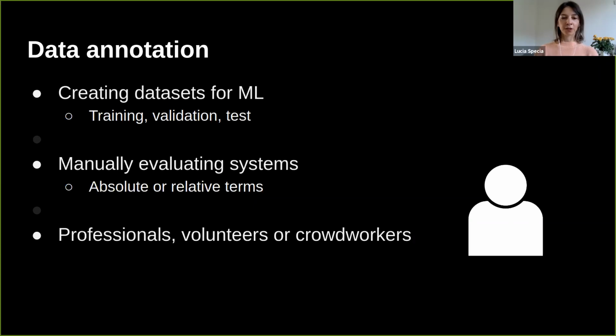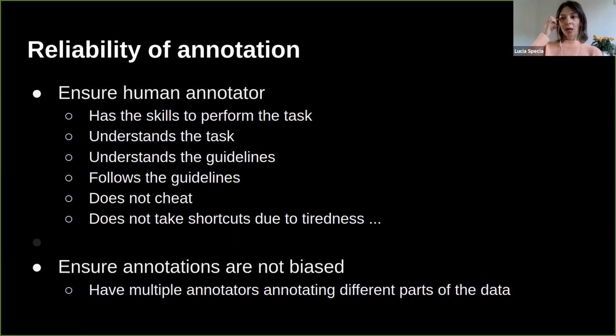And if I say evaluation here, I'm talking about human evaluation. It could be absolute or relative terms, so it could be comparing different sentences or just giving a score to sentences or text or any sort of unit. And the evaluation itself or the annotation can be done by professionals or volunteers or crowd work. So it shouldn't matter in principle, which is the point that I want to make here. I'm just going to keep using the word annotation to refer to all of this.